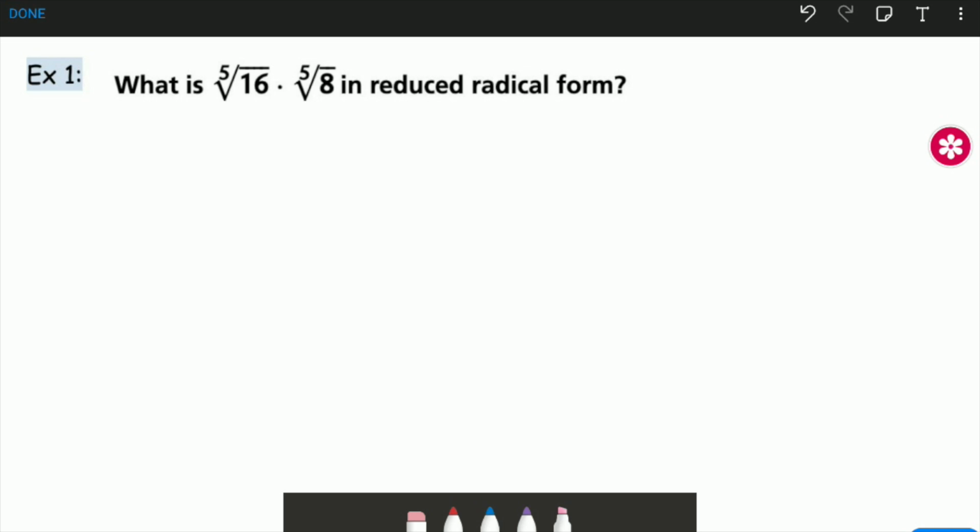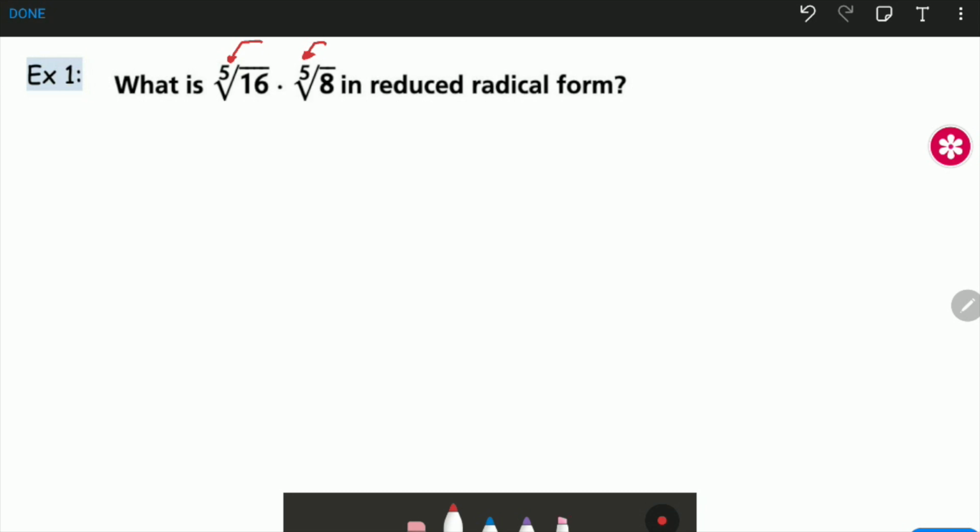Okay, now in this example, we are asked, what is the fifth root of 16 times the fifth root of 8 in reduced radical form. When you multiply radicals, the first thing you want to check is that the index is the same. If the index is not the same, then it becomes a little bit complicated of a process, but for the most part for Algebra 2, the index will probably be the same.